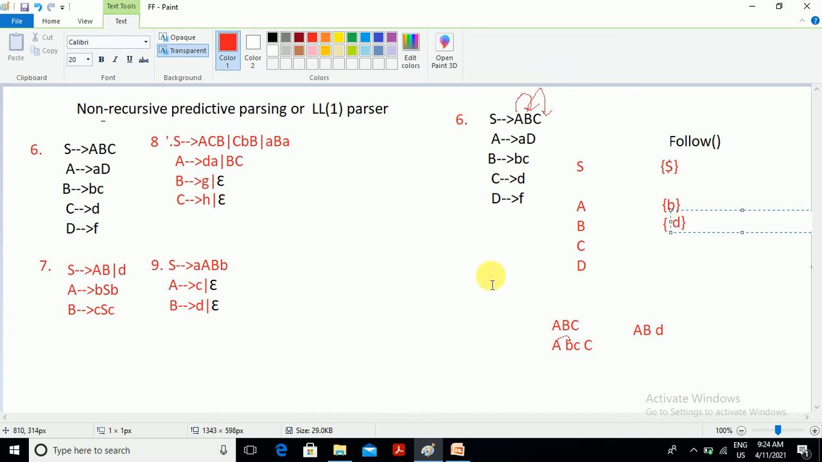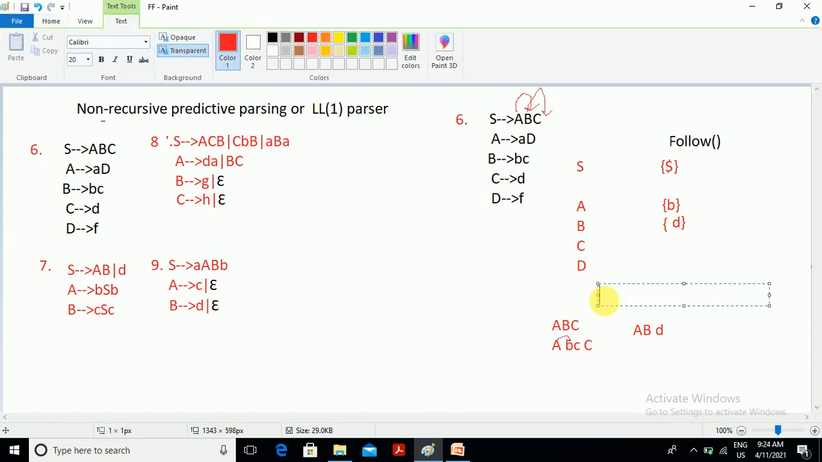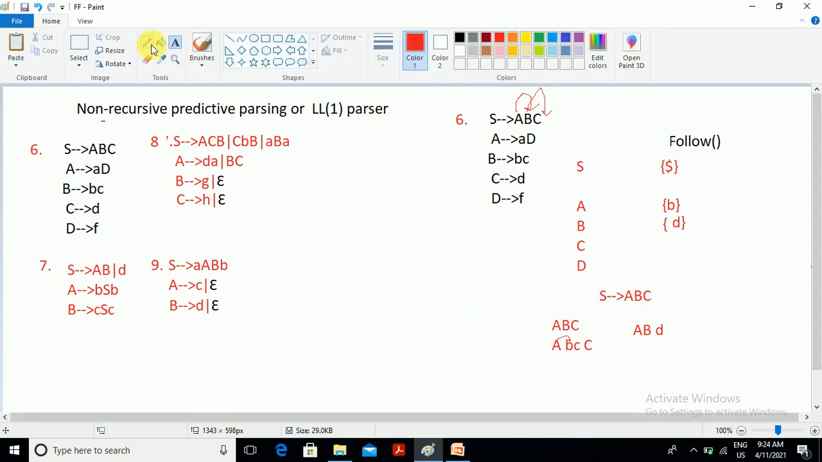Okay, next, capital C. What is our production? The production is S to A, B, C, and we need to find the follows for capital C. But we don't have any follows for capital C. Now how to find the follow of capital C?